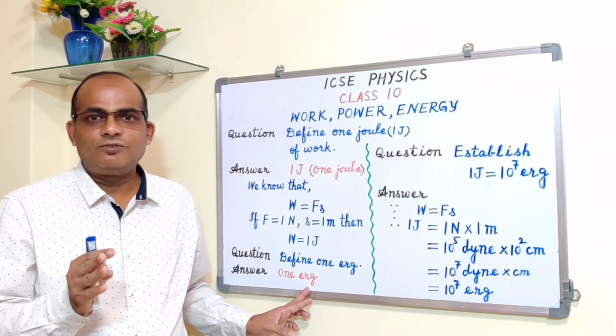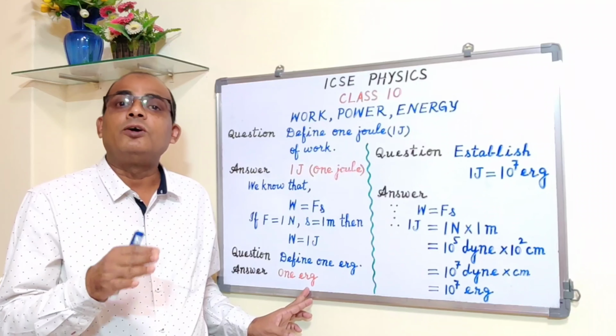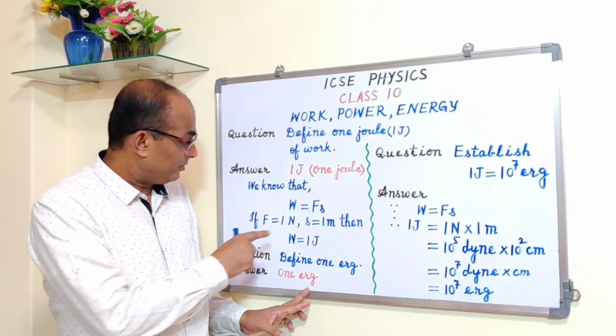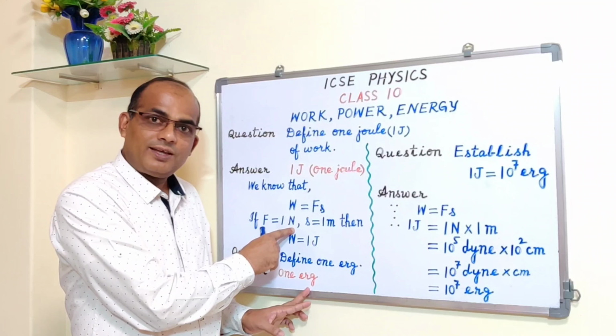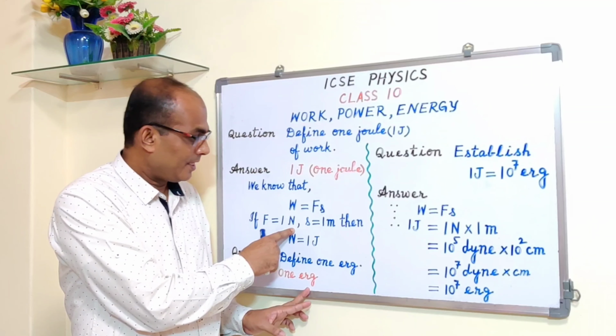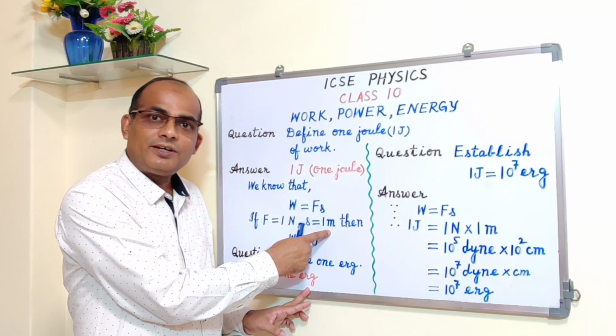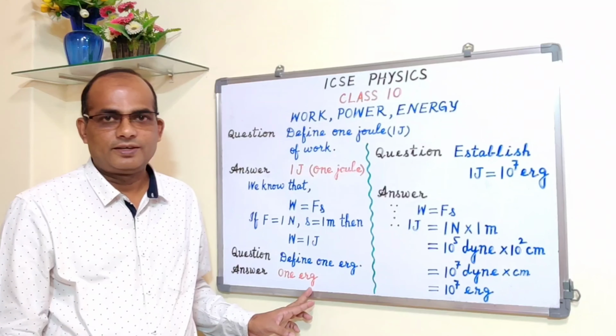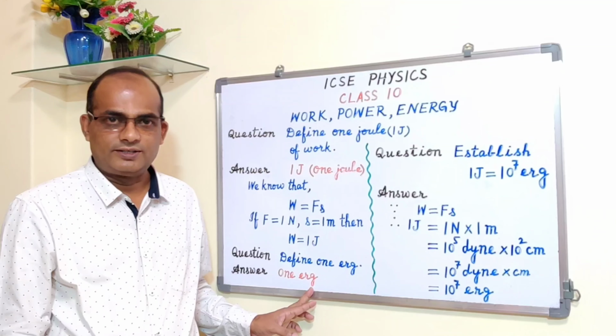So we can say that 1 erg is the amount of work done when a force of 1 dyne displaces a body by 1 centimeter in its own direction. This is the definition of 1 erg.